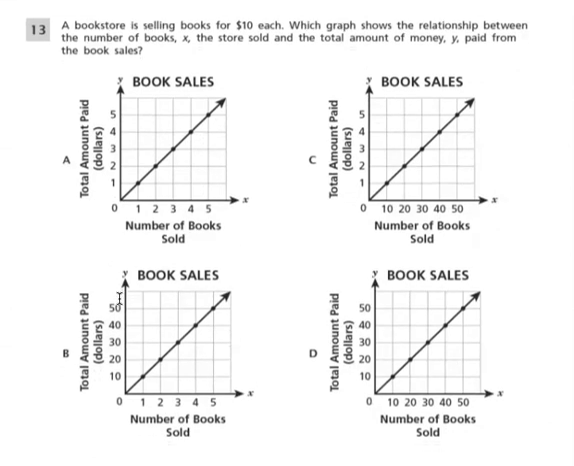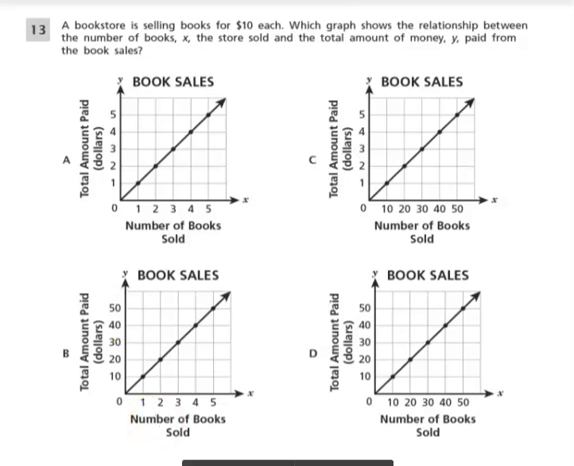All right. So the bookstore is selling books for $10 each. Which graph shows the relationship between the number of books X the store sold and the total amount of money Y paid for the book sales? So figure out which graph it is.